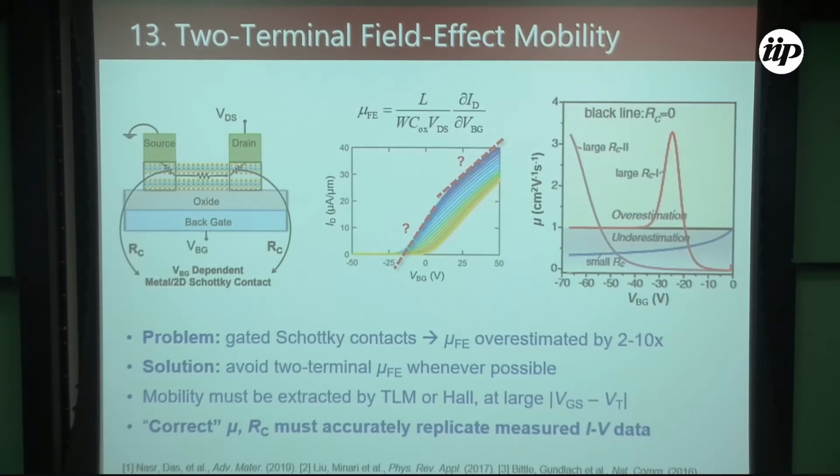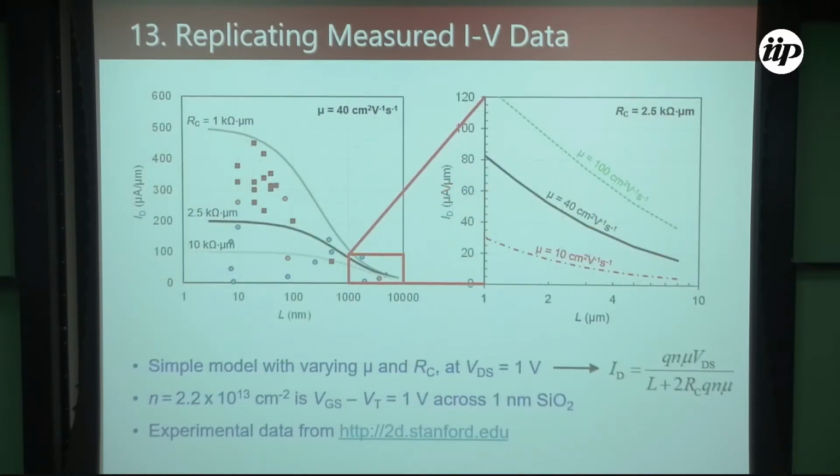Almost nobody goes back and plugs the mobility they extracted back into the IV curves to show that they can replicate the IV curves using a simple, textbook transistor model. Okay. So this is my attempt at doing that. Maybe it's not the best way to represent this data, but I'm telling you, I really struggled with this. I made this slide myself, and I was struggling with how to show the data.